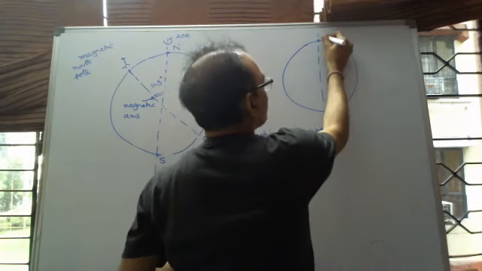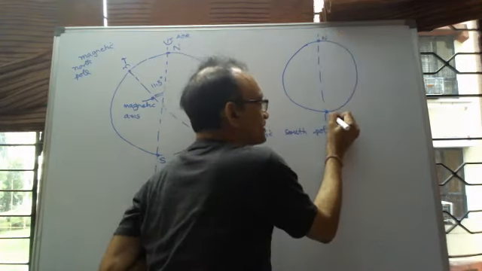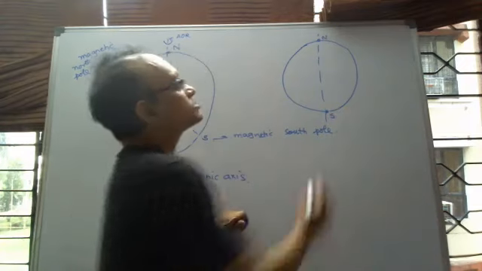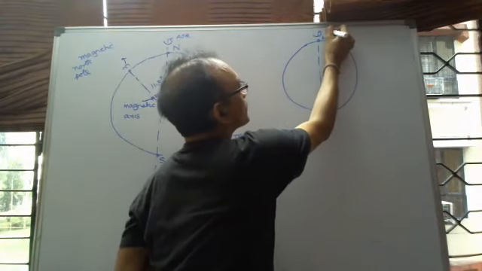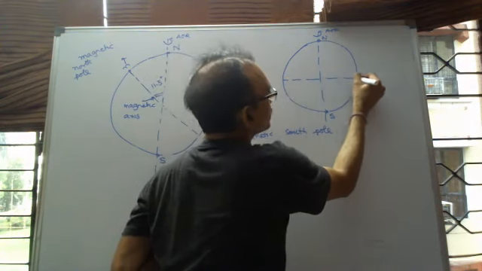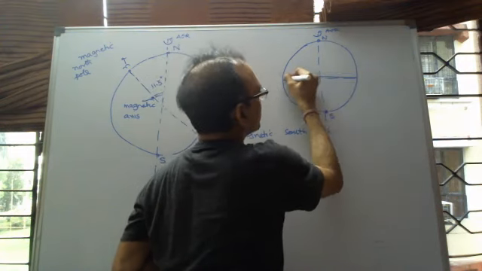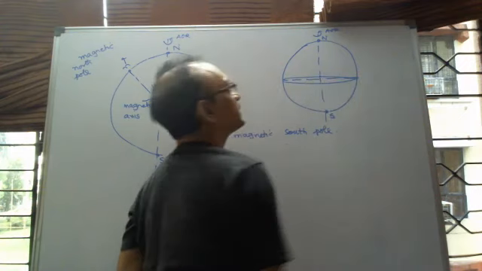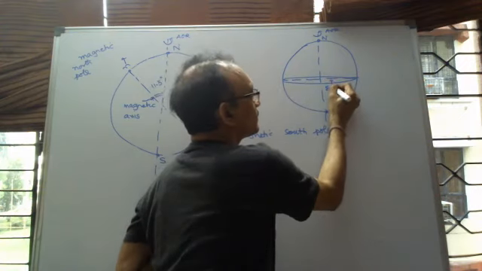Now, this is my geographic north. This is my geographic south. This is my axis of rotation. ये होता है geographical equator.